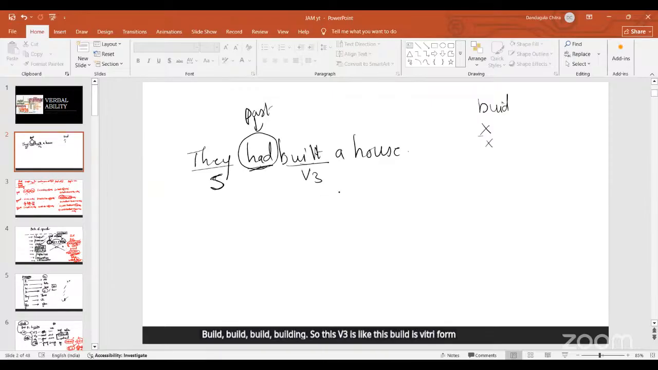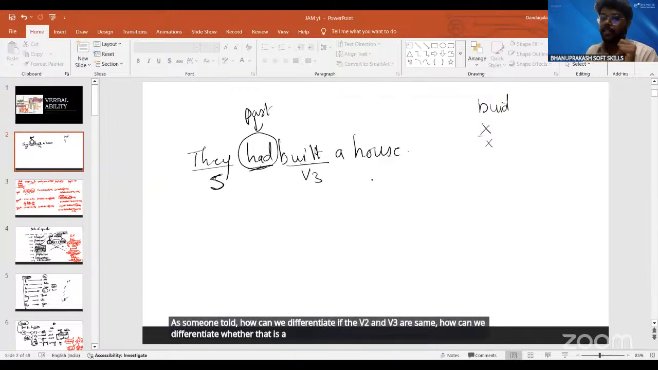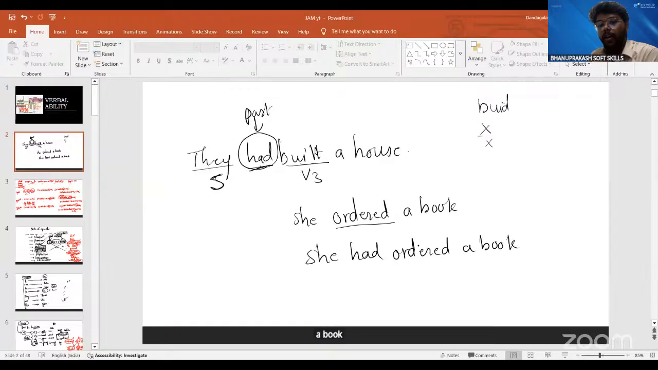As someone asked, how can we differentiate if the V2 and V3 are the same? How can we differentiate whether that is a V2 or V3? It's based on the helping verb. For example, she ordered a book. She had ordered a book. So here ordered and ordered both are the same.